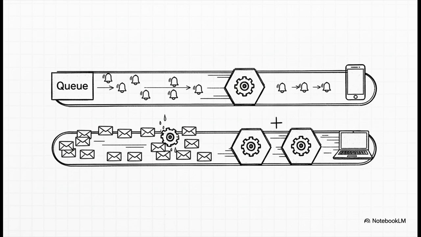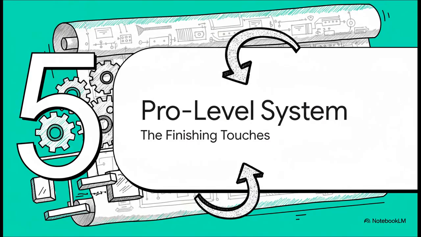Think about it. If the email workers are getting bogged down, who cares? The push notification workers are in a completely different line, pulling from their own queue. They're totally unaffected. If you suddenly need to send way more push notifications, you don't touch the email system. You just add more push notification workers. You can scale each part of the system independently. The bottleneck is gone. All right, so we've got a fantastic blueprint now.